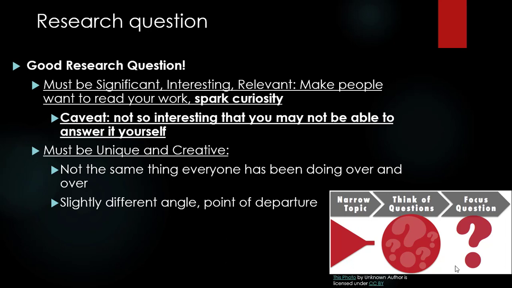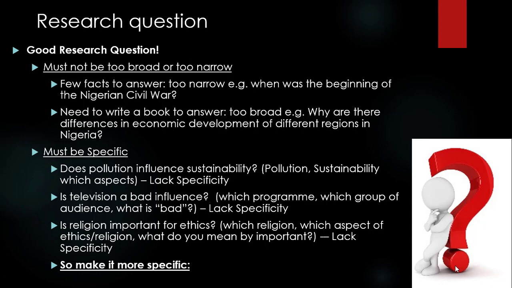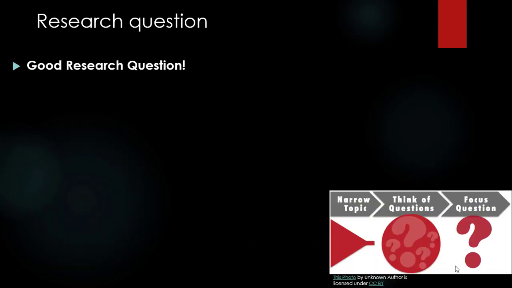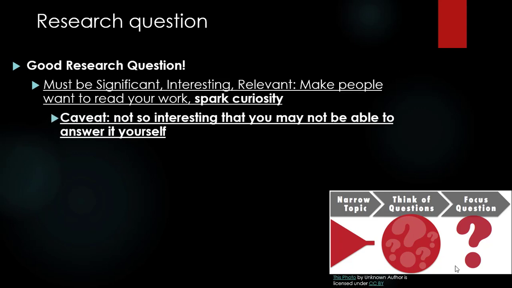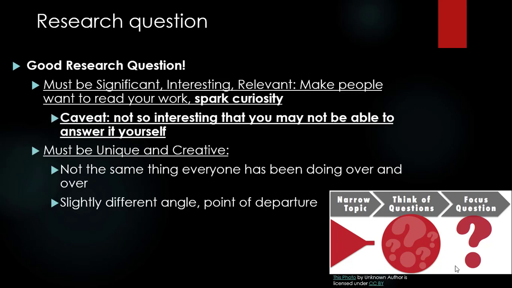So think of these attributes as we have highlighted here. It must be unique and creative. It must be significant, interesting, and relevant. And it must also be specific. It must not be too broad, and it must not be too narrow. You must strike the balance. So essentially, when it comes to research questions, it's about striking the balance.